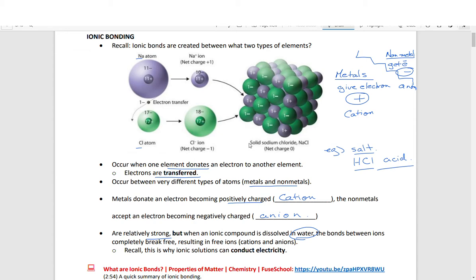And so water can take an ionic substance and break it apart into the ions that make it up. So that idea here, salt would float around as sodium ions and chlorine ions in a water solution. And this is the reason why ionic solutions can conduct electricity.